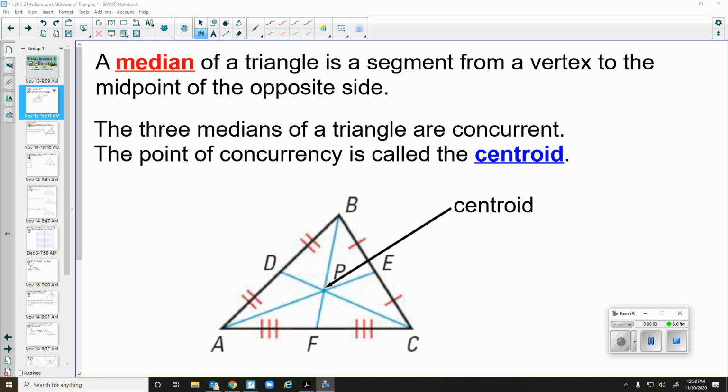For medians, what they are in general, it's a line that goes from your vertex to the midpoint of the opposite side.